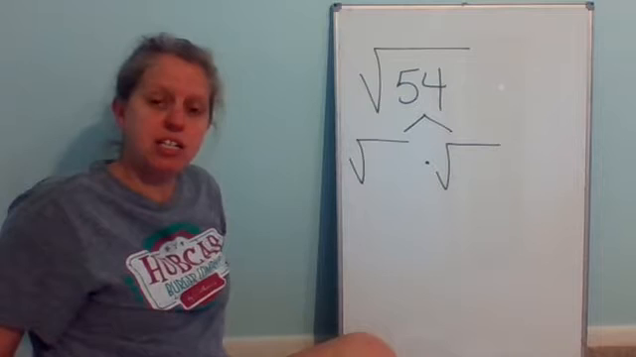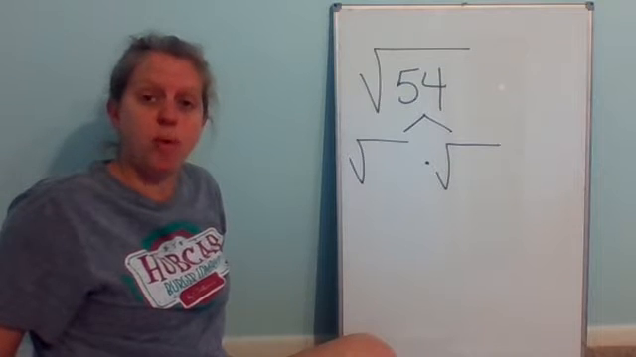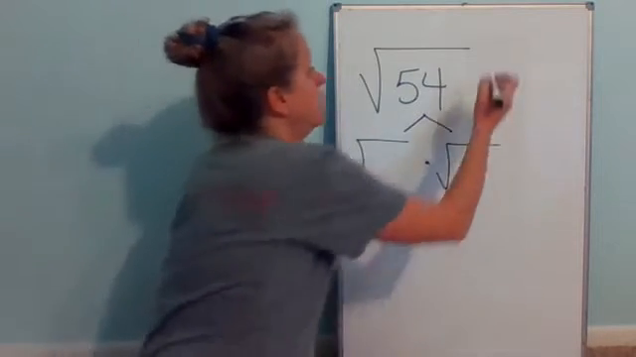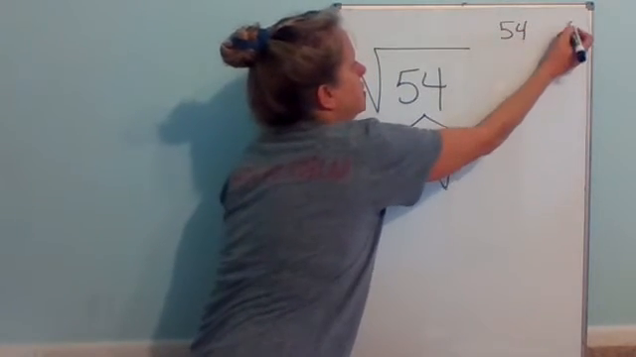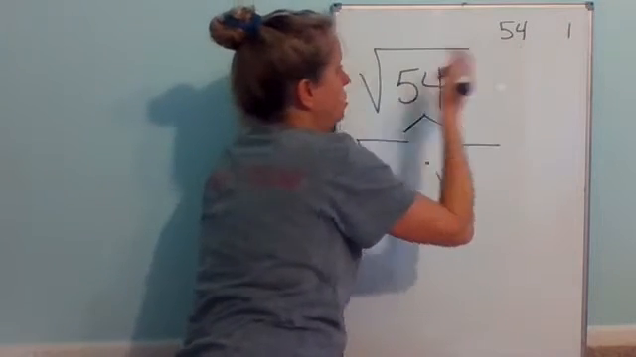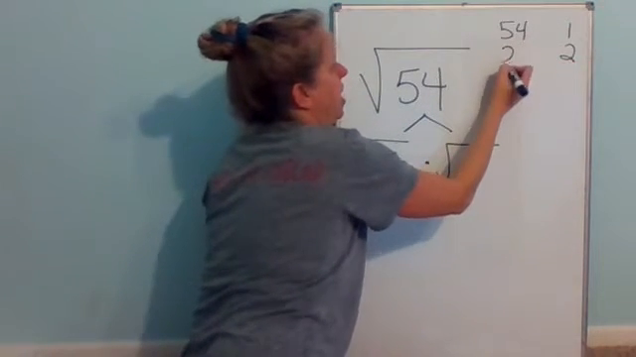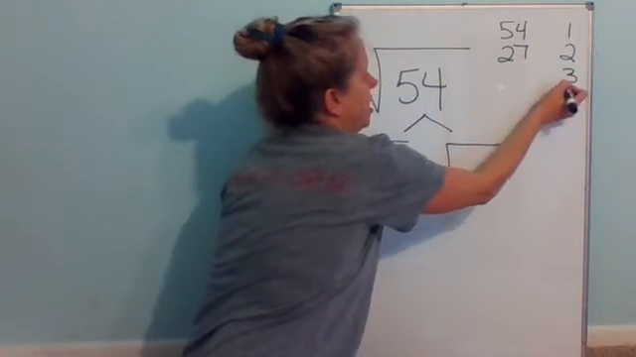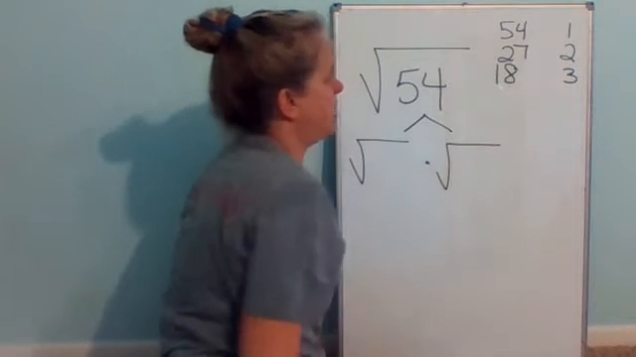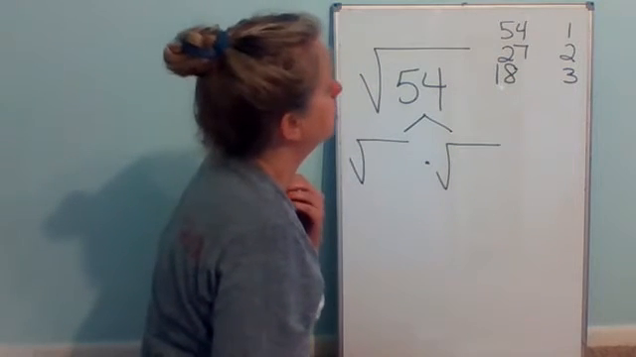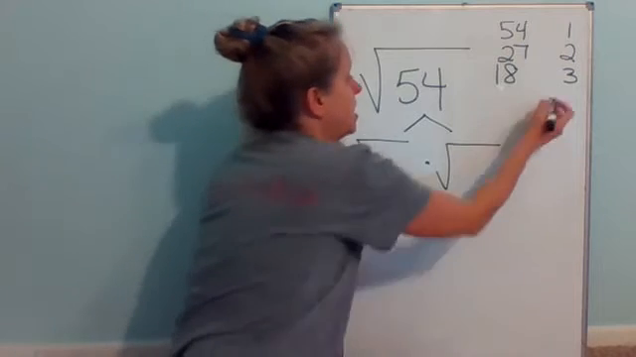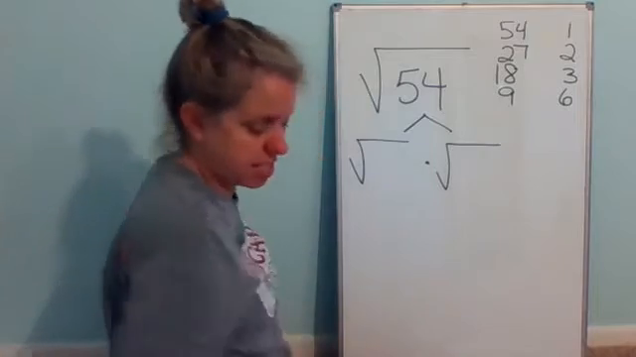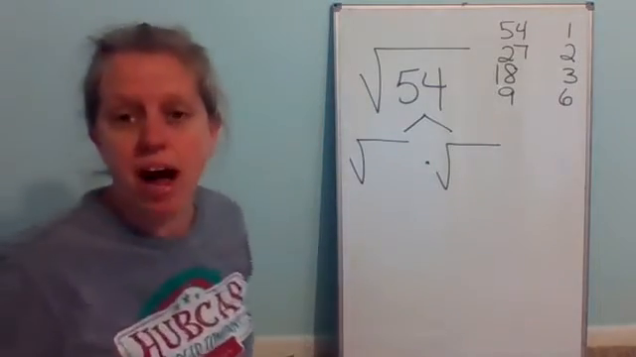So the first thing I need to do is come up with all the ways I can multiply to equal 54. So let's see, 54 times 1, it's even, which means I'll be able to do 2, and let's see, 27, let's see, 3 and 18, not 4, not 5, but 6 times 9, not 7, not 8. So let's see, what if I didn't want to do that on my own?